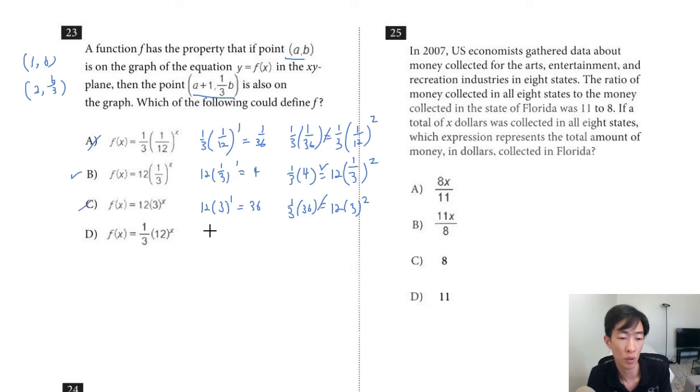Choice D, real quick, 1/3 of 12 to the 1 equals 4. And 1/3 of 4 should equal 1/3 of 12 squared. 12 squared is 144. 1/3 of that is obviously much bigger than 1/3 of 4. So D is not going to work. The only one that satisfies that is choice B. And if you guys know an easier way, feel free to post it at the bottom. It'll be a great help to everyone, including myself. But that's kind of the best way that I was able to think of doing it.